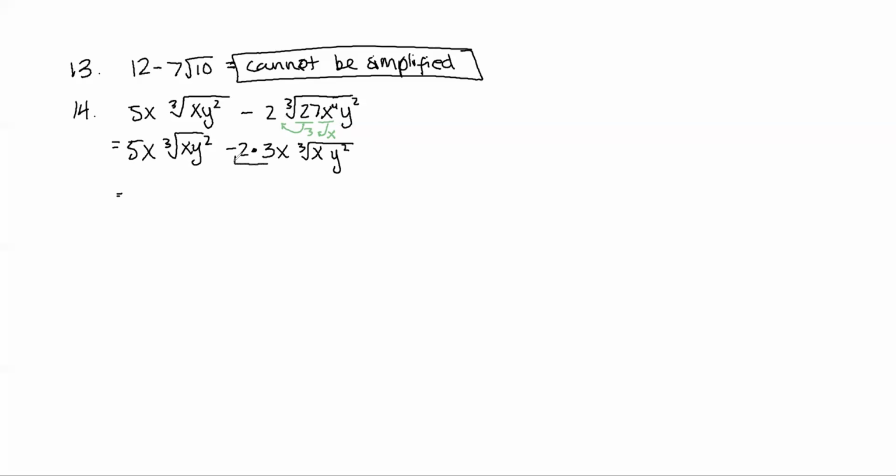Now I'm going to simplify this coefficient. So we'll leave this first one alone. So 5x cube root of xy squared minus 2 times 3x is 6x cube root of xy squared. And now finally, we have like radicals, and so we can combine our coefficients. So 5x minus 6x is negative 1x, or negative x, cube root of xy squared.